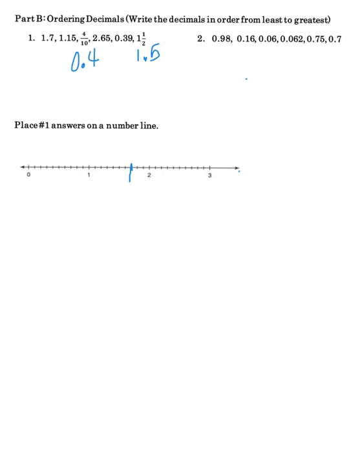And we place 1 7/10 here. Next, 1 15/100. 15/100 falls between 1 1/10 and 1 2/10. So if I count over, 1 15/100 would fall approximately here.